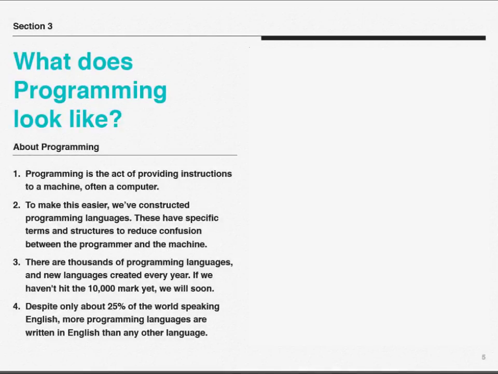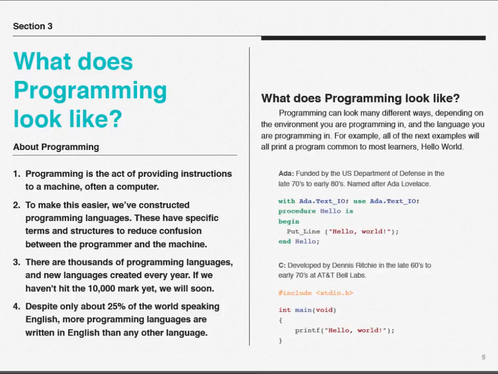So before we really get into how to program, let's take a look at what programming looks like. Programming can look many different ways depending on the environment you're programming in and the language that you're programming in. That being said, there are a lot of languages that use a lot of the same structures, and there are a lot of languages that are based off of similar original, older languages. So there are some languages that look very much the same as well.